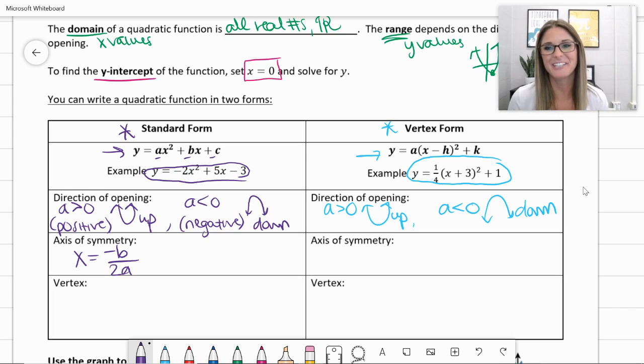Got all that? We're going to practice some, don't worry. In vertex form, that vertical line, x equals h. H, do you see the h? Let me circle the h. H, or in this case, 3.